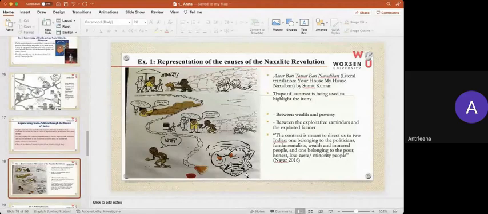What you get to see is this vast disparity between wealth and poverty, between the exploitative zamindars and the exploited farmers. And the contrast is meant to direct us to two Indias. This is what Nair observes: one belonging to the political fundamentalist, wealthy and immoral people, and one belonging to the poor, honest, low caste minority people.